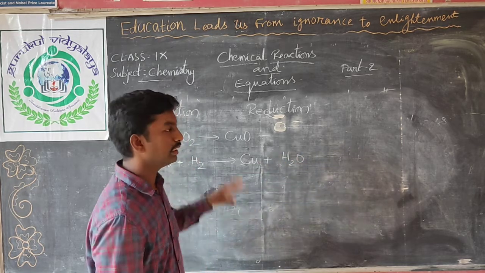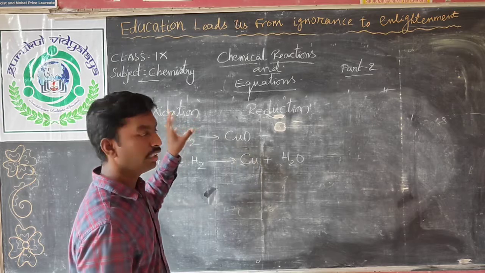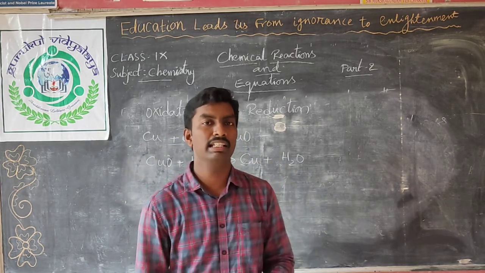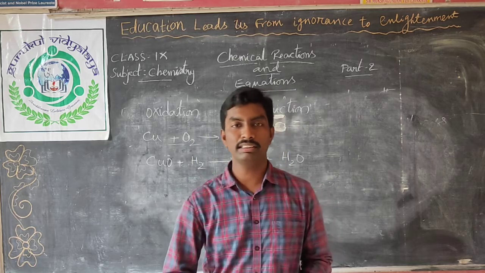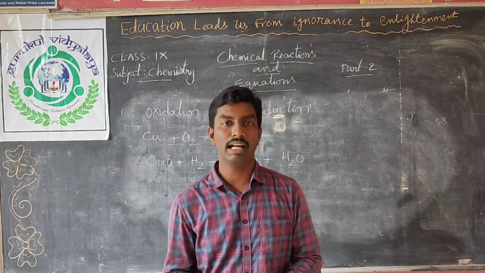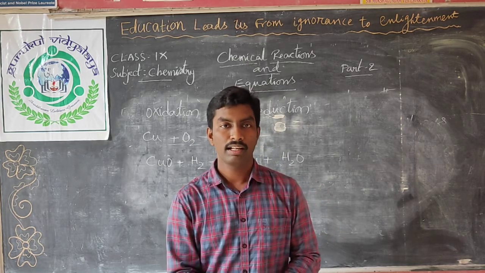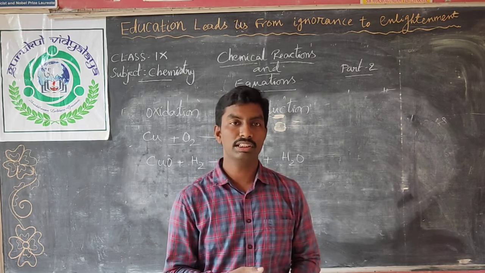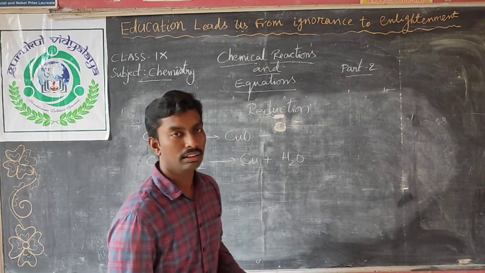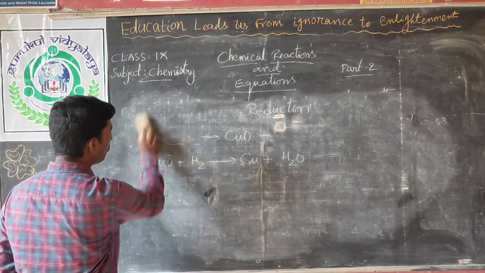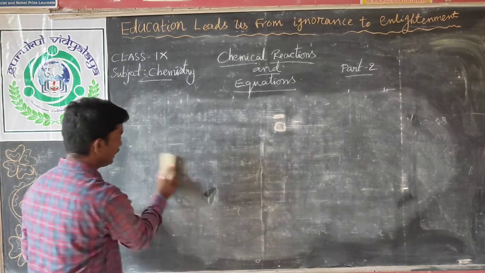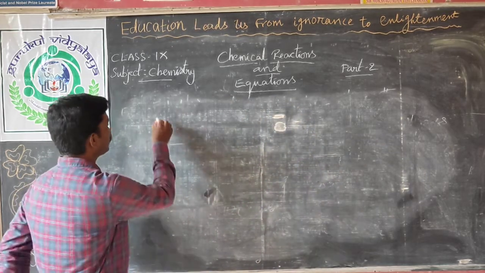So by this we can say that these are oxidation and reduction reactions. Again I am saying, oxidation reaction means addition of oxygen and removal of hydrogen, and reduction reaction means addition of hydrogen and removal of oxygen. So these are the 2 more types of chemical reactions. And the next topic is corrosion.